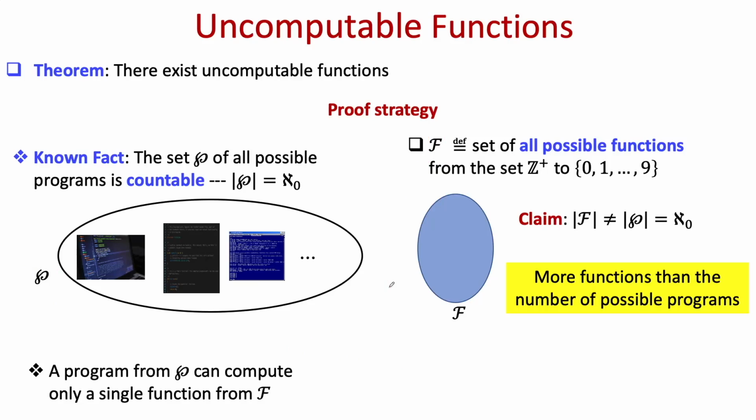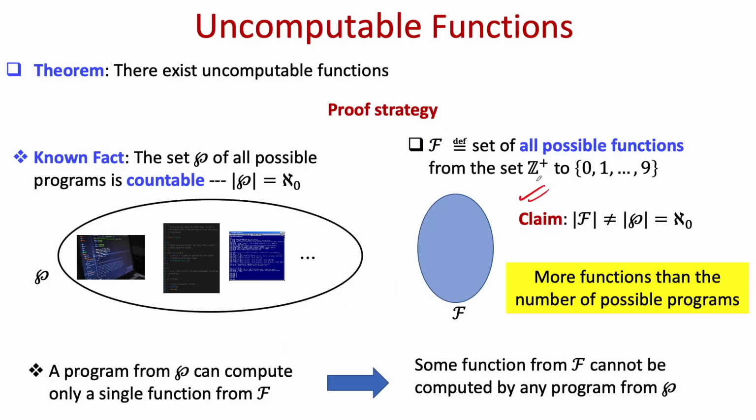That means if we prove this claim, then based on the known fact, we come to the conclusion that you have some function in this collection of all possible functions for which you can't find a matching program in the list of all valid programs in your programming language. That means there is no program in the programming language which can help you compute the output of that specific function, and that specific function will be an uncomputable function. So what is the proof strategy we are using here? We are giving a non-constructive proof.